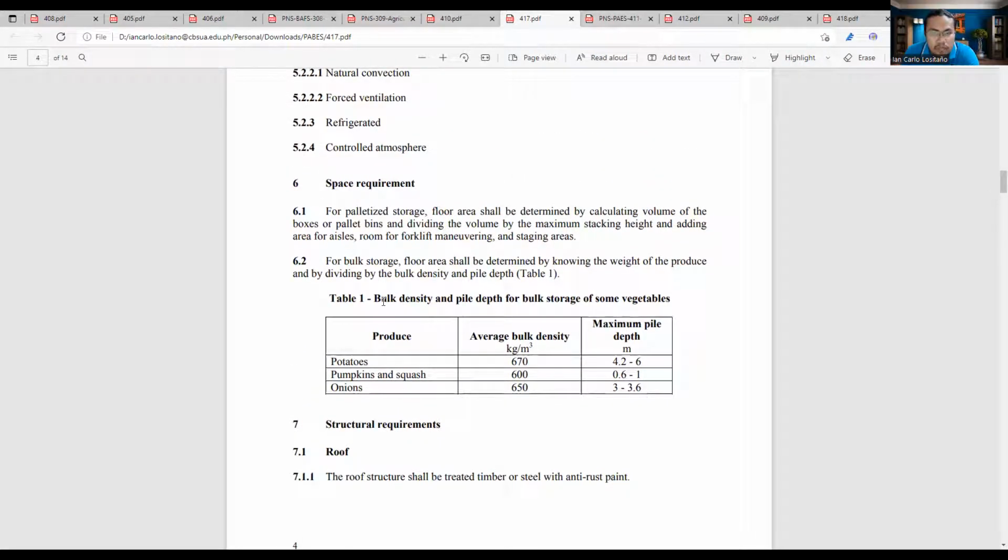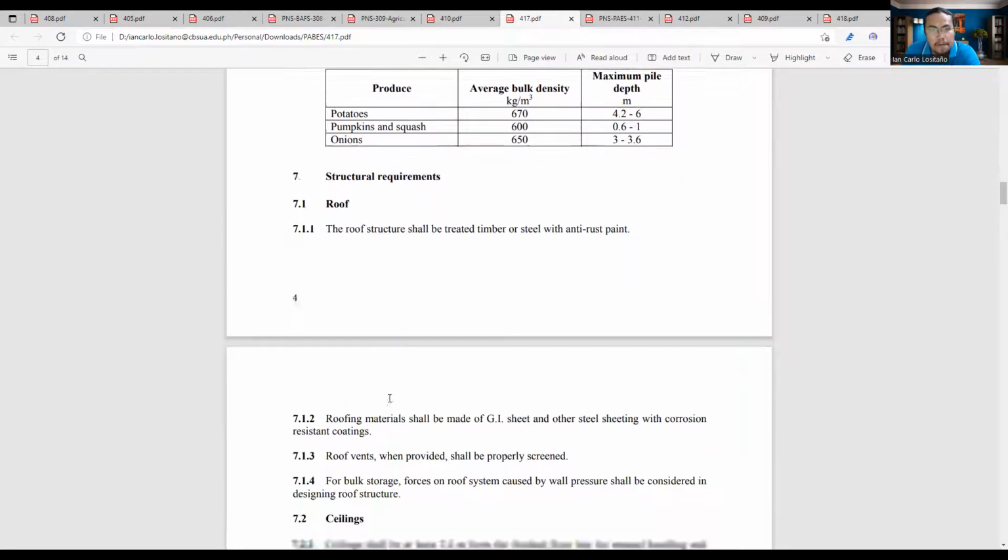For bulk density and piling depth, there are mandatory provisions for potatoes, pumpkins, squash, and onions because they are just stored in bulk. So the average bulk density is as shown, and the maximum pile depth is provided for the bulk density for the specific produce.